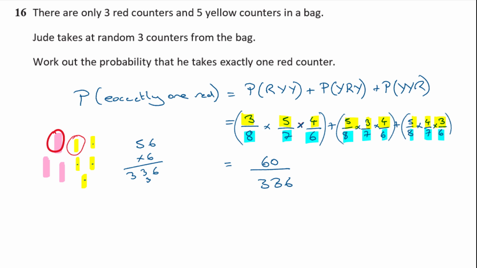Okay, so I've got 60 over 336 plus 60 over 336 plus 60 over 336. In other words, I've got 3 of these. So 60 times 3, that is 180 over 336. Okay, a lot of work without a calculator, but we got there. 180 over 336. We did it.